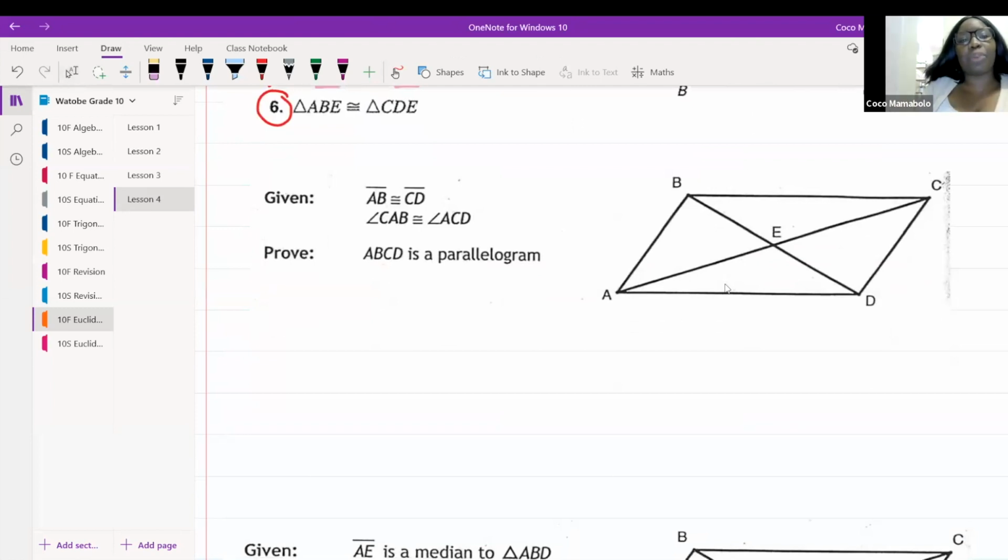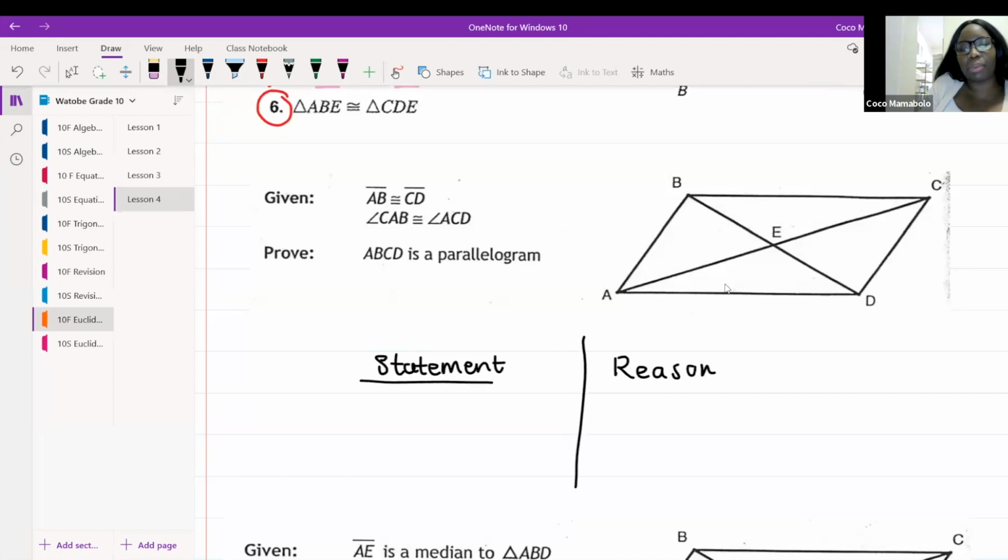Right. It says here that we are given that AB is congruent or equal to CD, and that angle CAB is equal to angle ACD. Now, we prove that ABCD is a parallelogram. What I'm going to do is something that we used to do in grade 7 and 8. We're going to split this up into statement and reason.